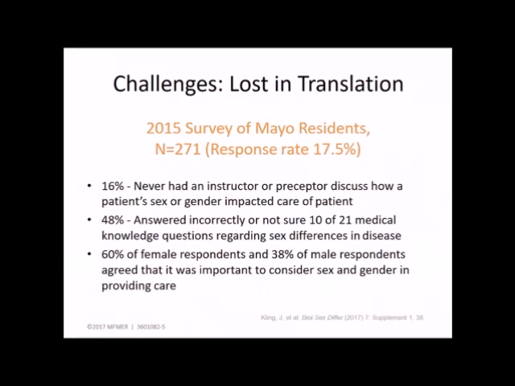We had 40% that answered incorrectly or were not sure on over half of the medical knowledge questions on sex differences. And we had 60% of the female respondents and 38% of the male respondents who agreed that it was important to consider sex and gender. Why is that?